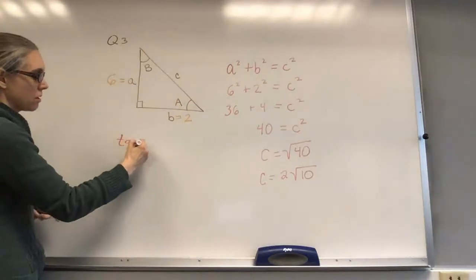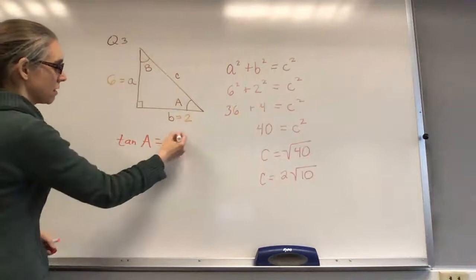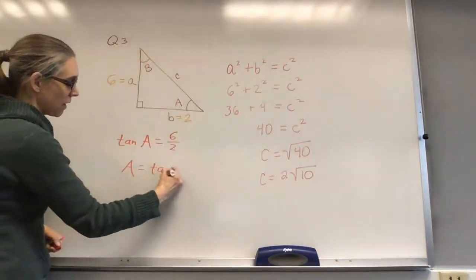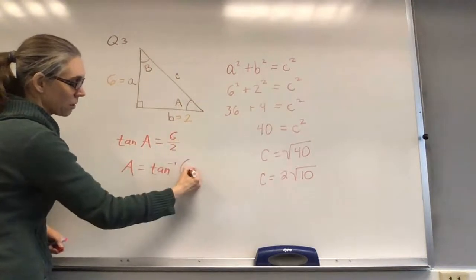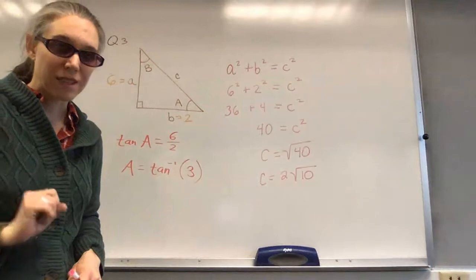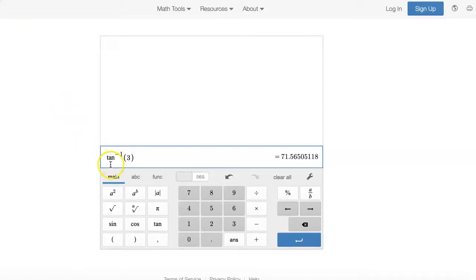The tangent of angle A is equal to opposite over adjacent, 6 over 2. So that means that A is going to be tan inverse of 6 divided by 2, which is 3. And as you put that in the calculator, remember to be in degree mode. We are in a triangle. And now here you can see that I've typed the tan inverse of 3, and that has given me 71.56, etc. Now we are rounding to at least one decimal place, so 71.6 should work.